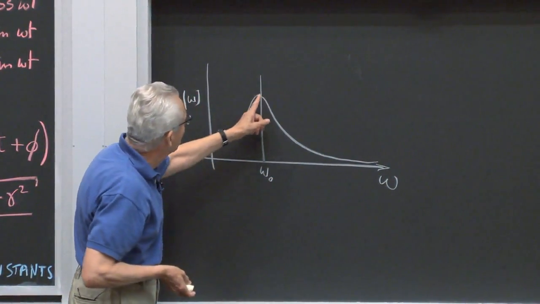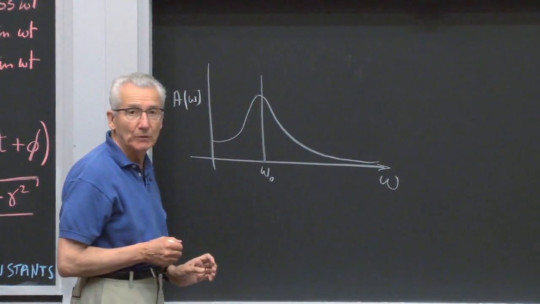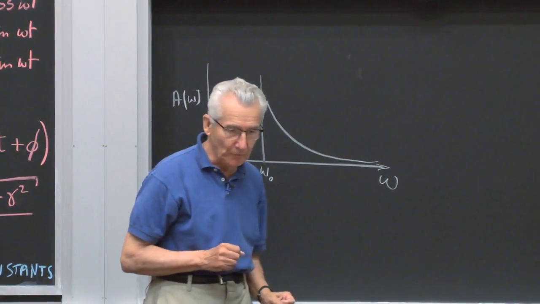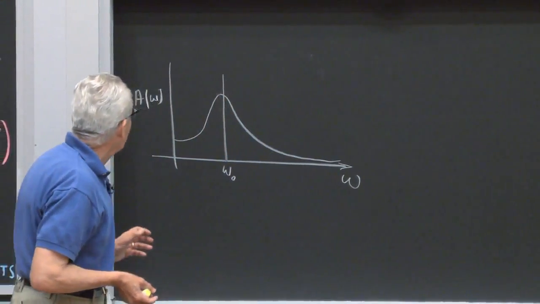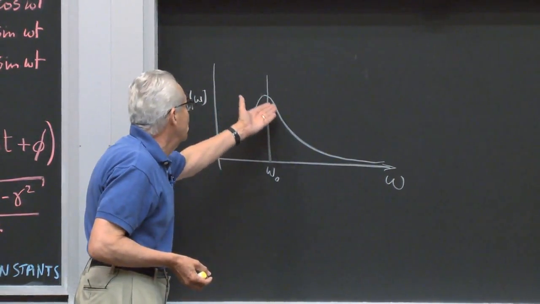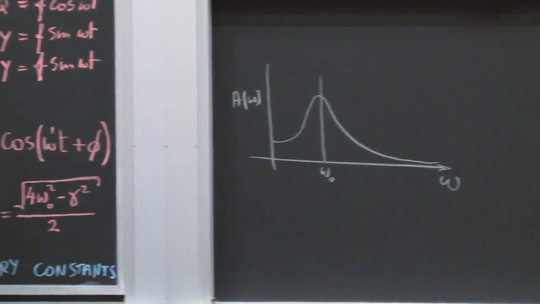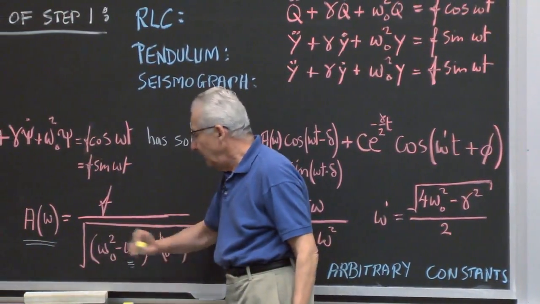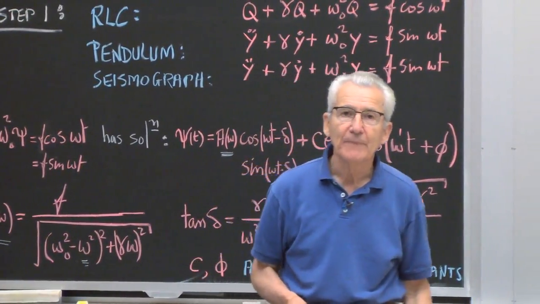The peak is slightly at a lower frequency than the natural frequency of oscillation, omega 0. Okay? And so you can do this exactly by plotting it out to find out what is the optimum value of the frequency that you want to adjust so that you get the best response.